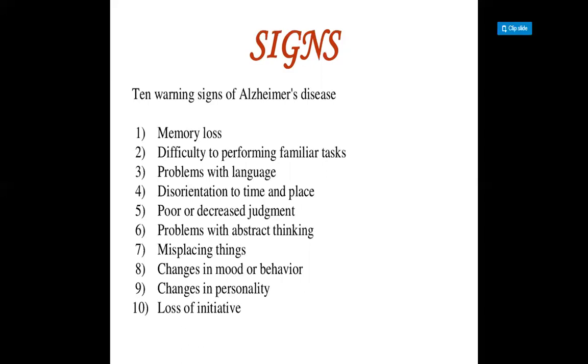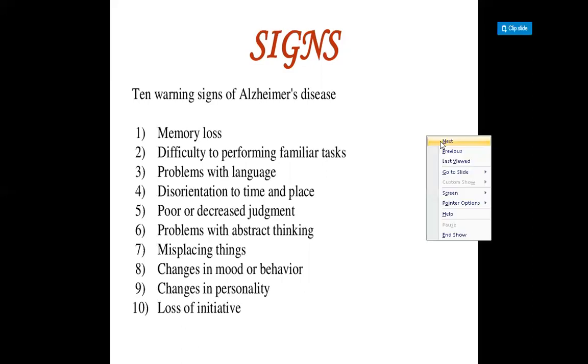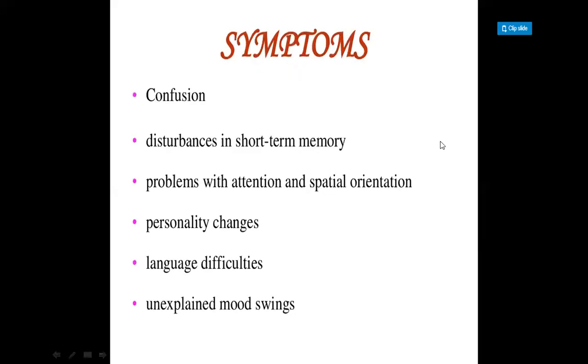Then changes in mood or behavior, meaning the person's mood suddenly changes. Sometimes the patient is very happy, sometimes crying, sometimes depressed. Then changes in personality, and loss of initiative. These are all the 10 warning signs present in an Alzheimer's disease patient, and we have to observe these 10 signs in the patient. Then what are the symptoms?